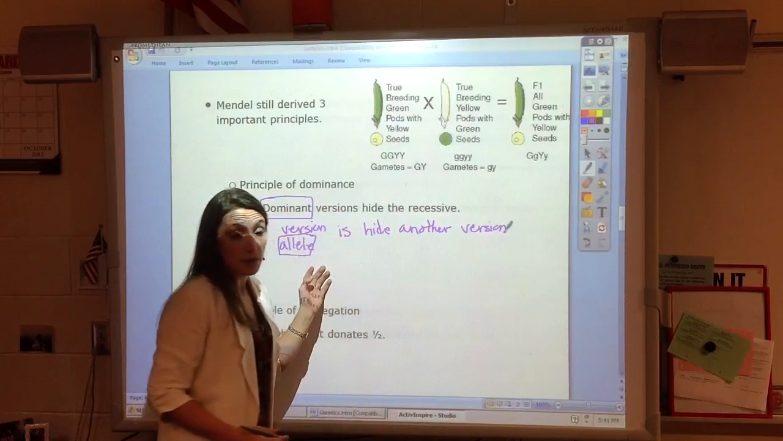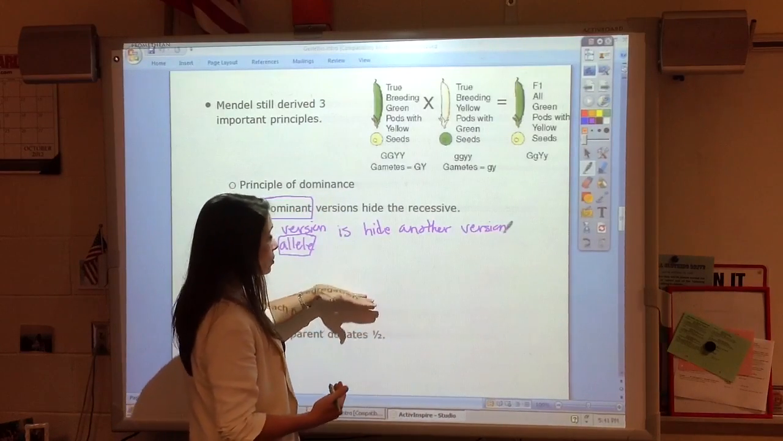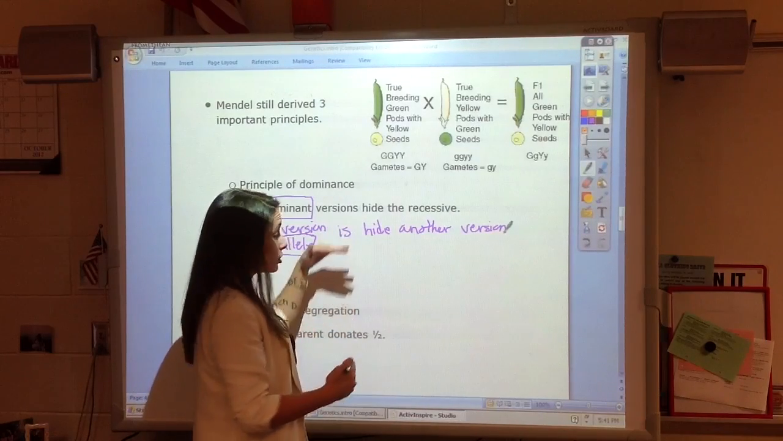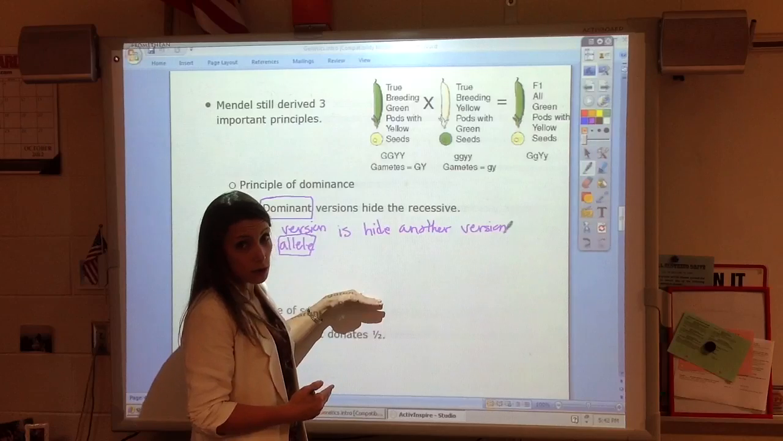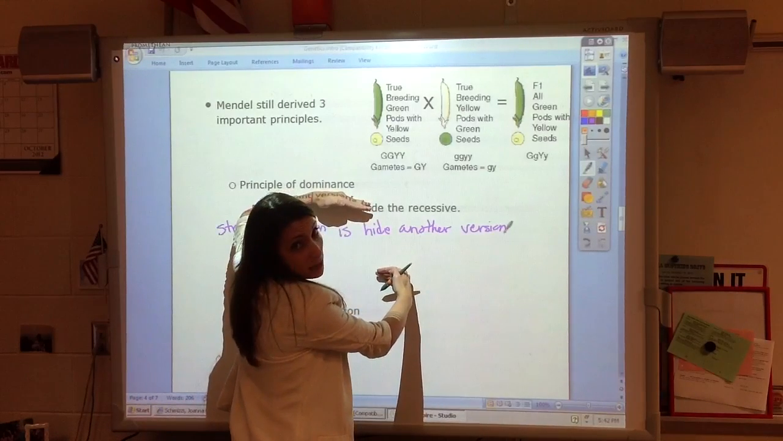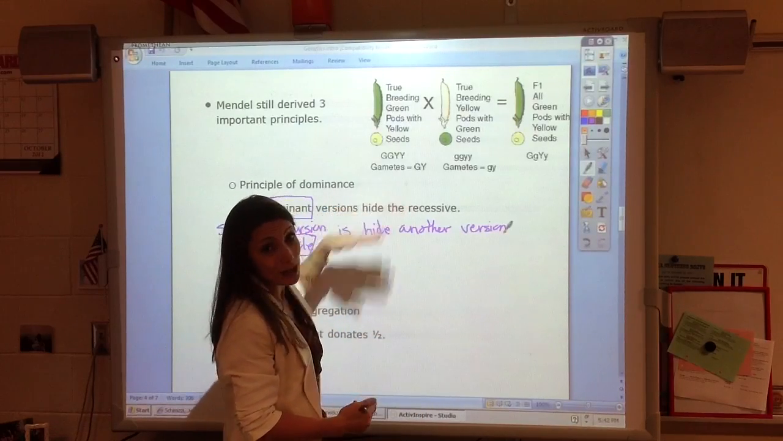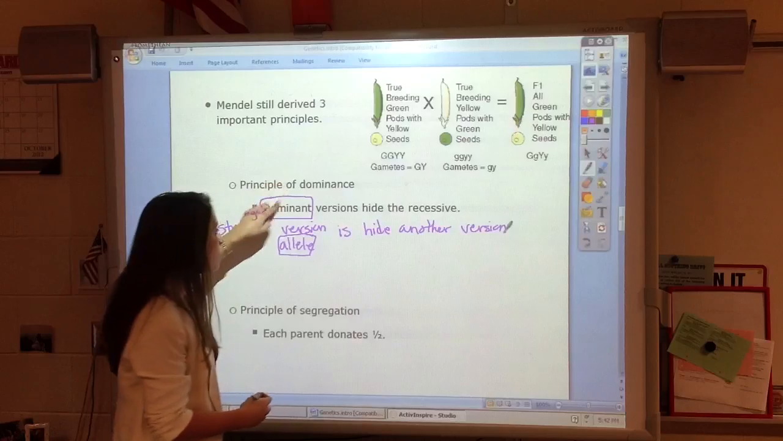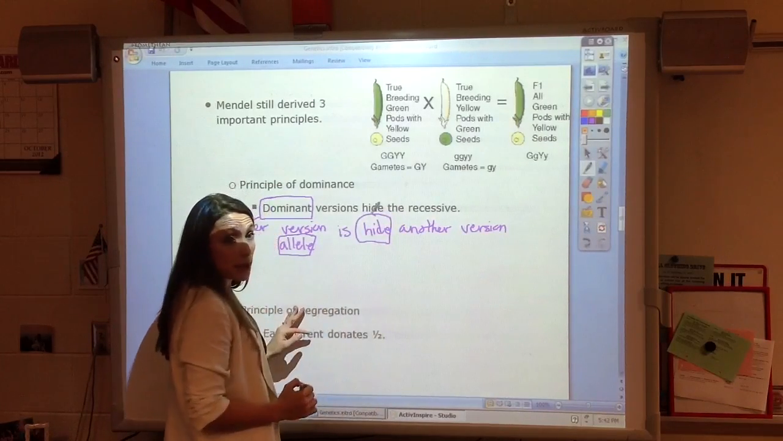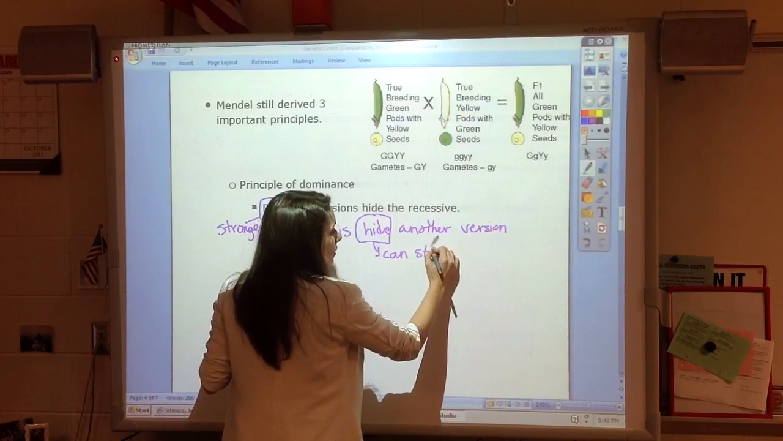A great example of this in pea plants is short versus tall. If I have two tall versions, of course I'm going to see tall. If I have two short versions, of course I'm going to see short. But if I have a tall and a short, all that I'm going to see when I look at the plant is the tall. The fact that the plant grew to short and kept growing to be tall. So the principle of dominance is this idea of being hidden but not disappearing, and the fact that this hidden allele can still be passed on.